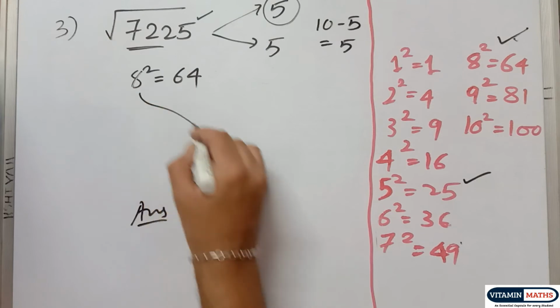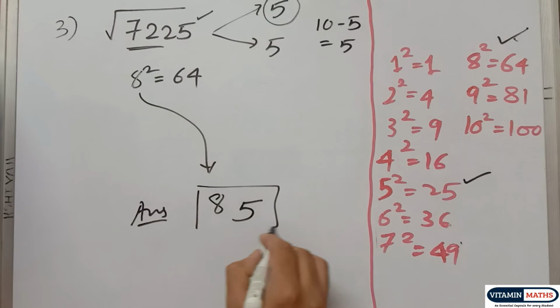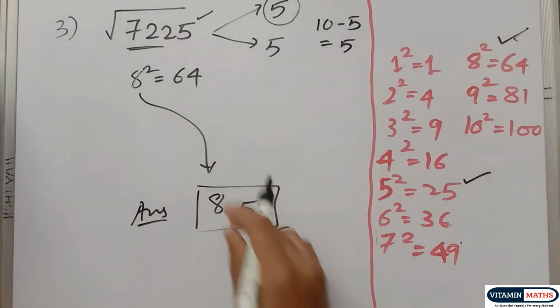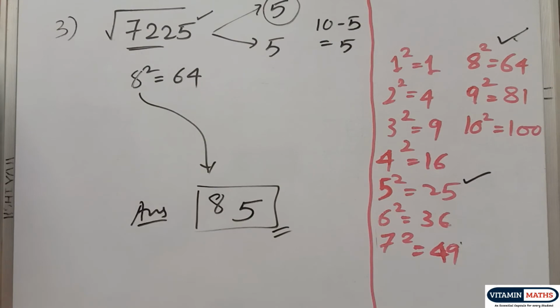So our answer, take it here. So our tens place becomes 8. So this is the answer. Whenever the number is ending with 5, our work will be greatly reduced.